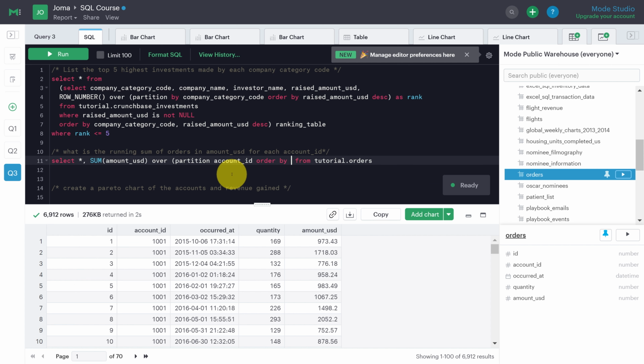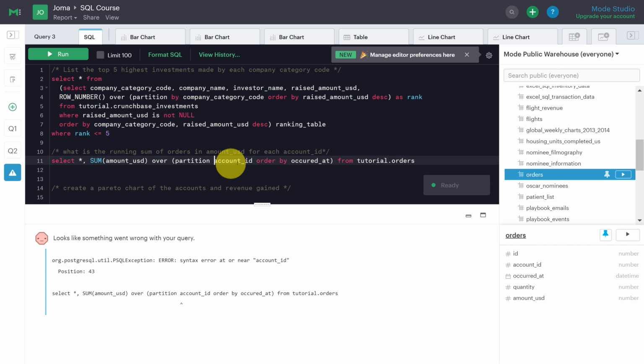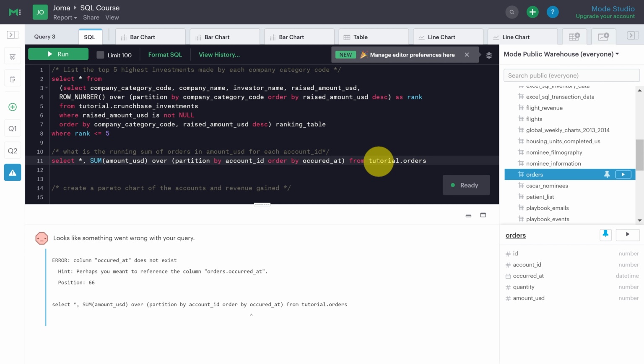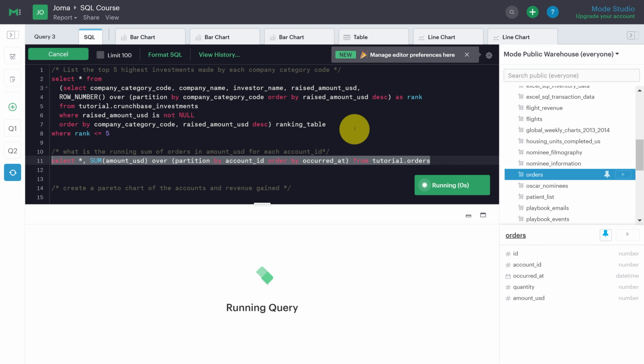All right, and then what do we want to order by? We want to order by the date, so occurred at. Okay, so let's see if this works. Select it. Okay, syntax error at or near account ID. Oh, we forgot the word by, so don't forget that. Partition by. Oops, I forgot an R here. Okay, that's better. Run selected.